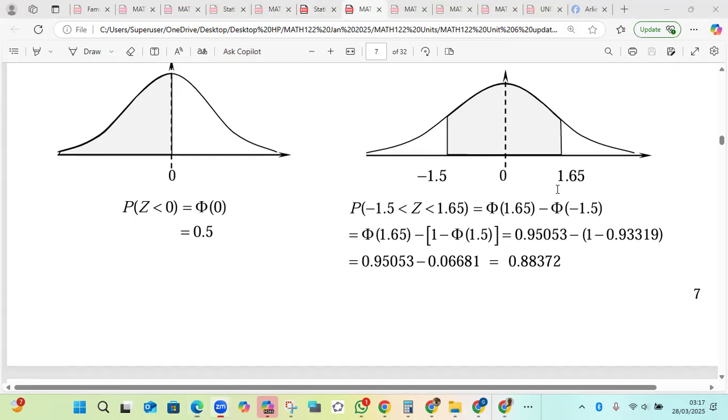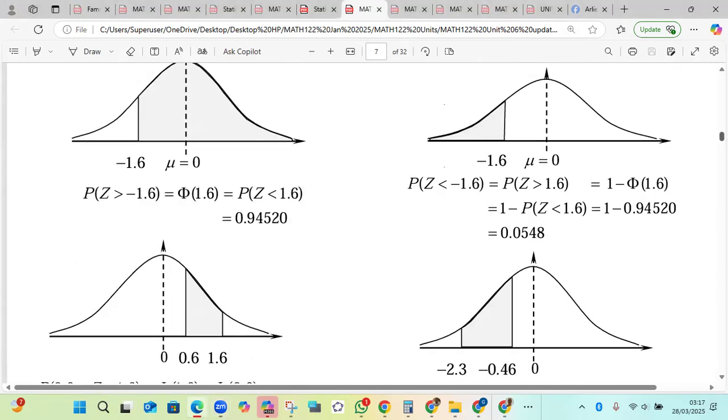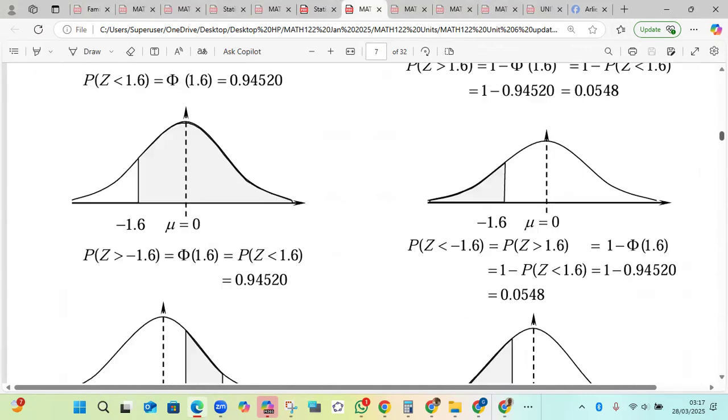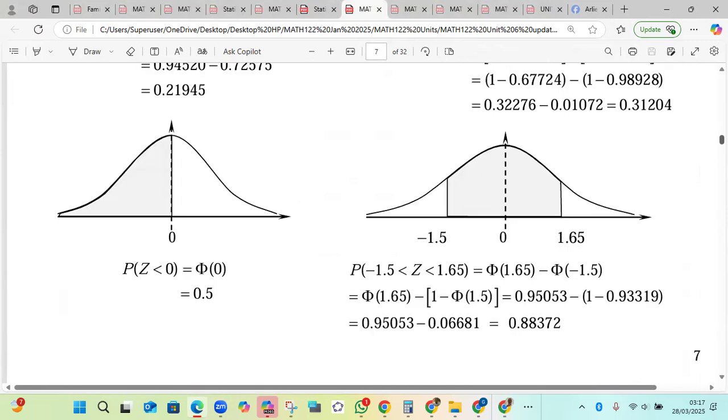So it's how to find phi of 1.65. This is fairly straightforward. The table will give this to us directly. 1.6, and you stop on the 5. Okay, 0.9505. And 0.95053, that must have been an online calculator that was used, because you can also use online calculators to find more accurate probability values.